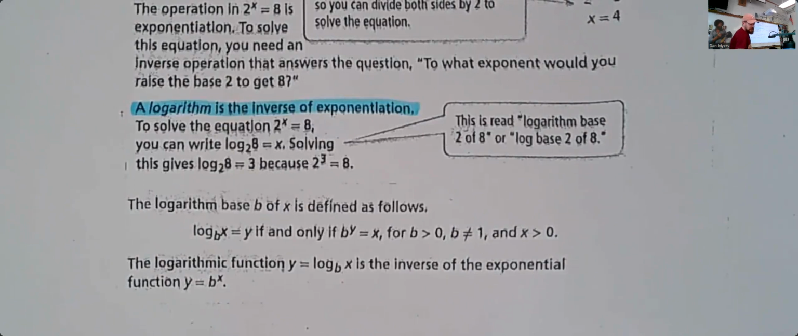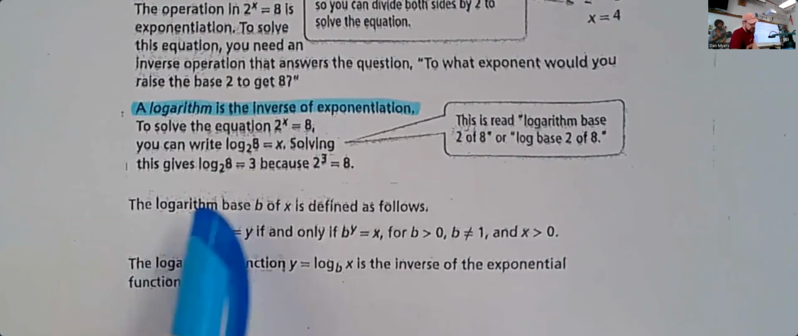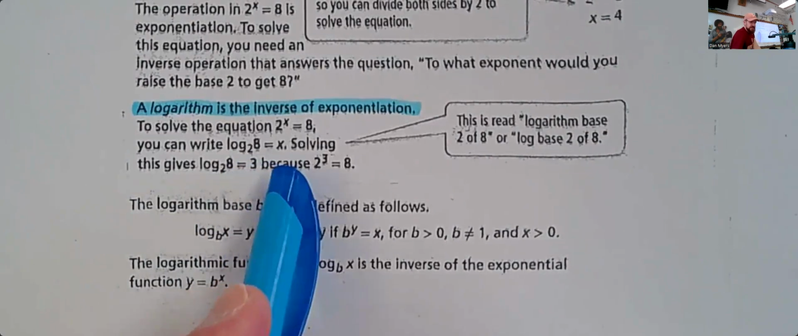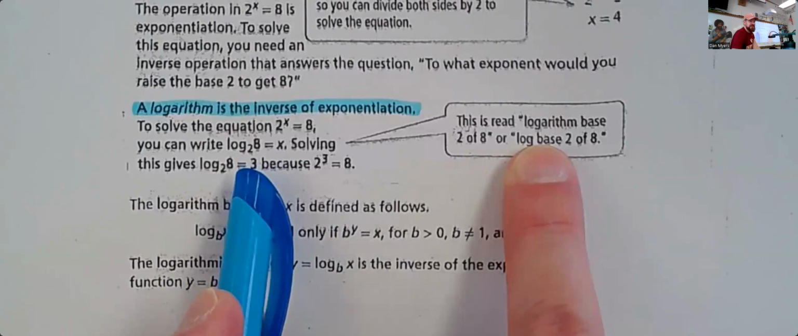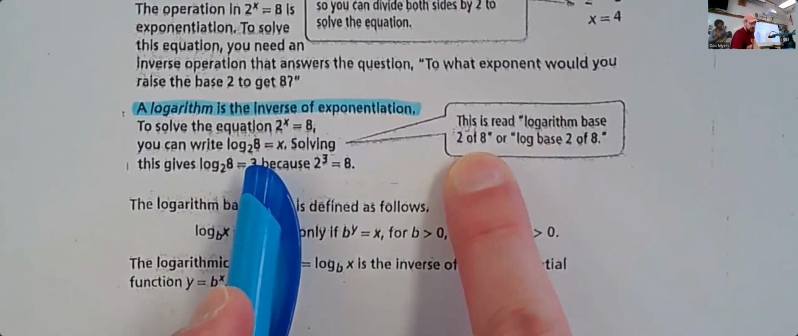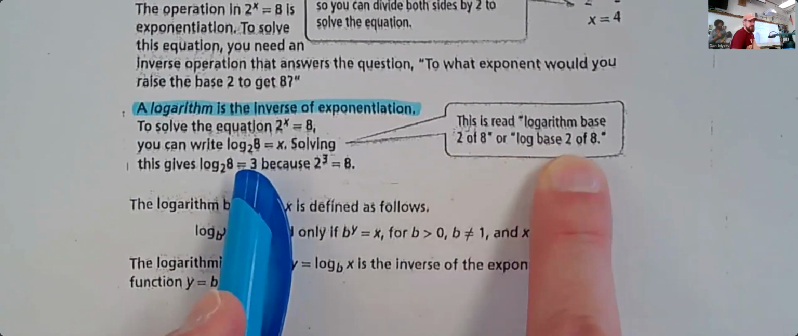So in order to solve the equation 2 to the x equals 8, you can write log 2 8 equals x. That's not what you would say, but this is read as logarithm of base 2 of 8, or log base 2 of 8.